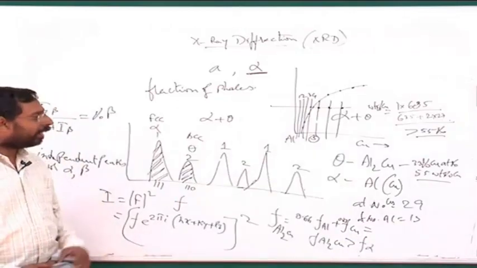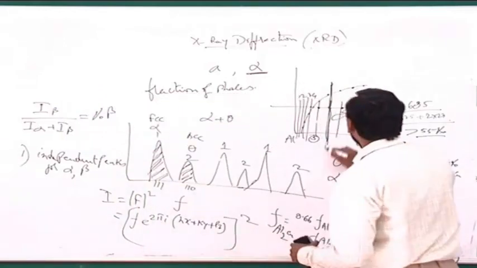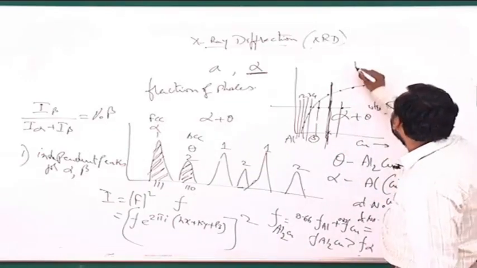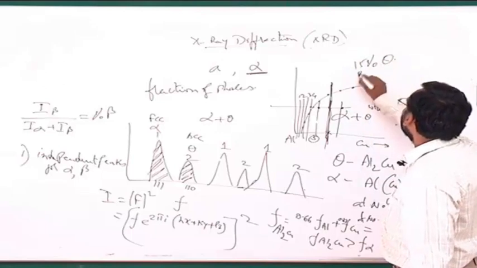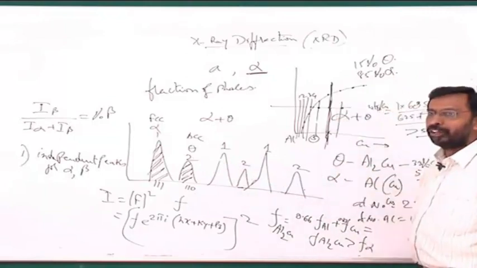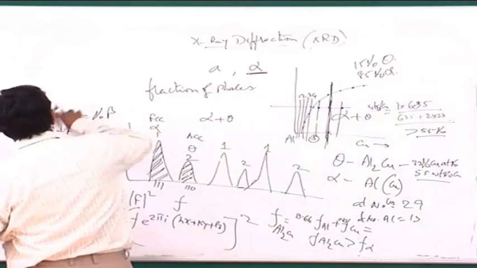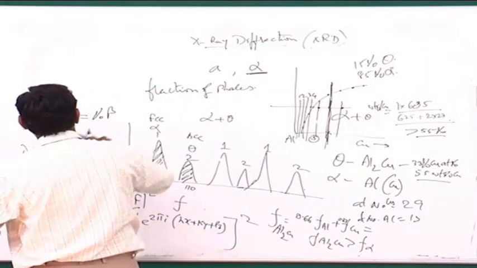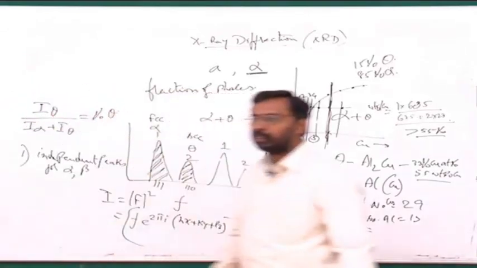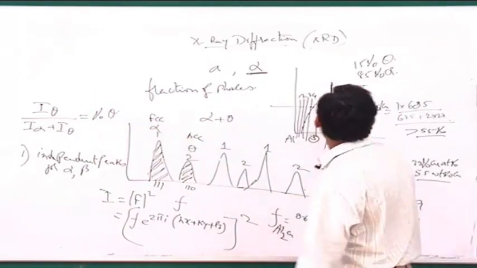If that is the case, then if I take a particular alloy, an alloy like this, which is supposed to have some amount of alpha and some amount of theta, let us say this alloy is supposed to have 15% theta and 85% alpha. If I do the XRD of this alloy, calculate this, find out the intensity of theta and this, and find out the percentage of theta, you will see that the percentage of theta that I get here is higher than this 15%.